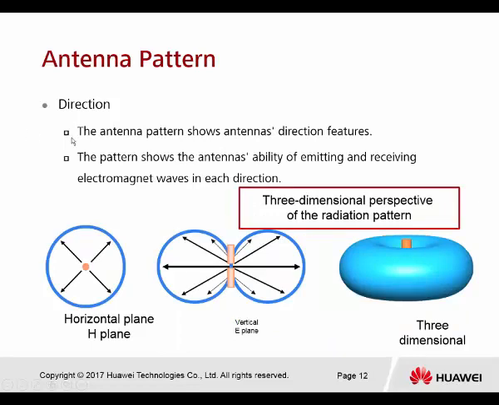The antenna pattern shows the antenna direction feature, the ability of emitting and receiving the electromagnetic wave in each direction. When you look at the top view, the horizontal plane, you notice there is one big circle, 360 degrees. On the side view, the vertical, you notice this is the antenna, so they have two circles around the antenna.